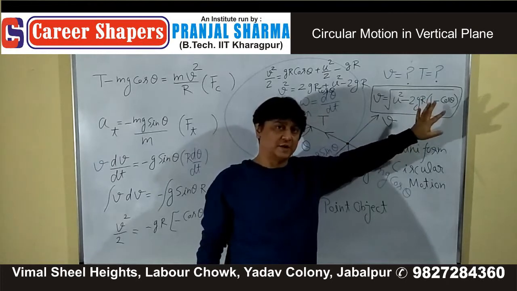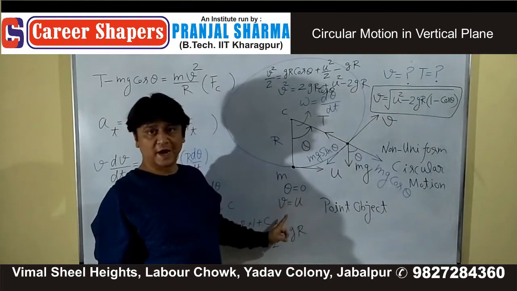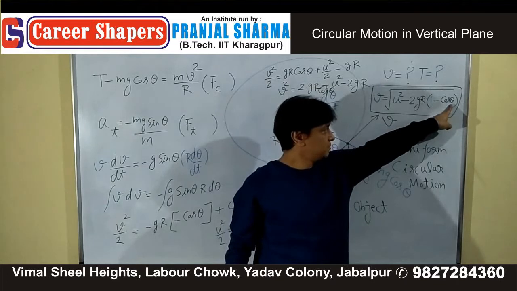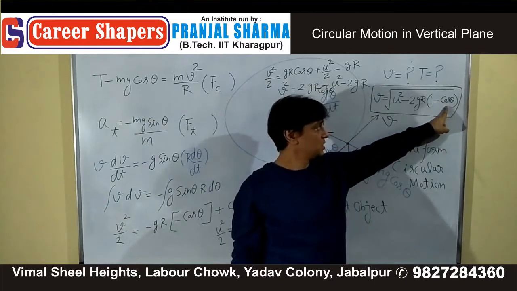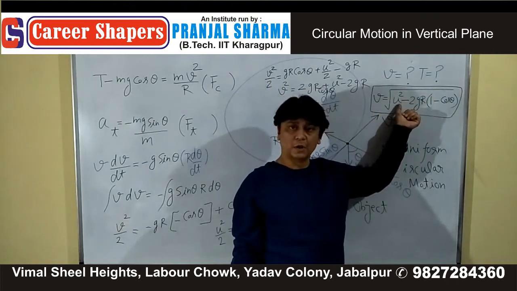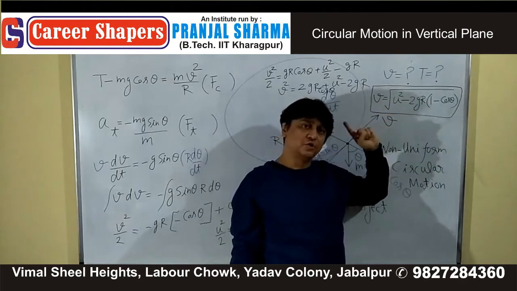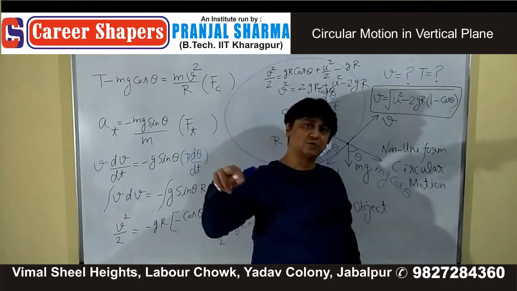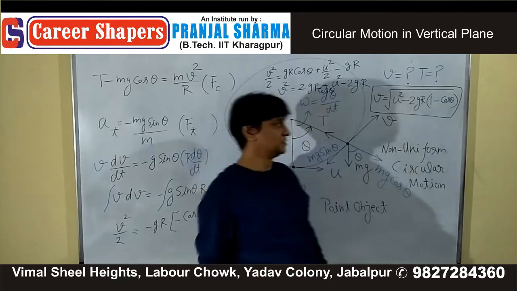Let's see if this thing is correct or not. If I put theta 0, I should get v as what? U. If I put theta 0, cos 0 becomes what? 1. 1 minus 1, 0. This part is gone. V is root over u square, which is what? U. This is velocity as a function of theta in vertical circular motion, which is coming as root over u square minus 2gr 1 minus cos theta. You should remember it like this.